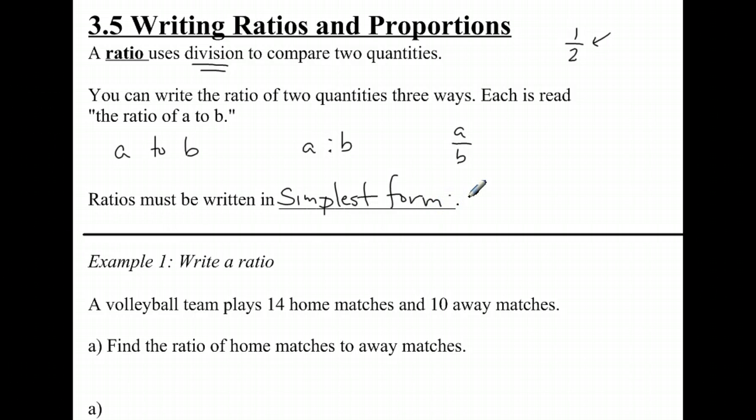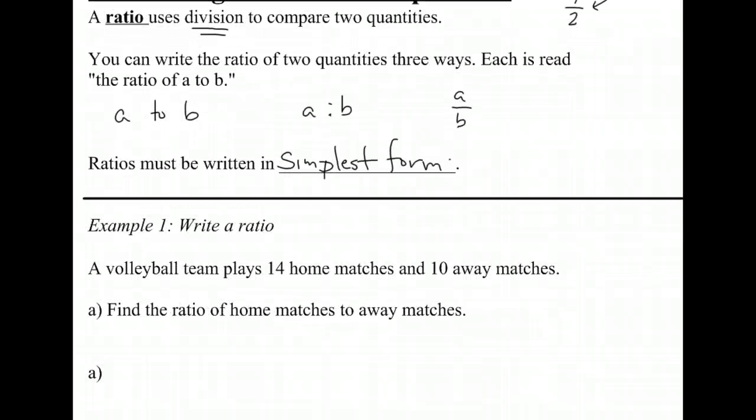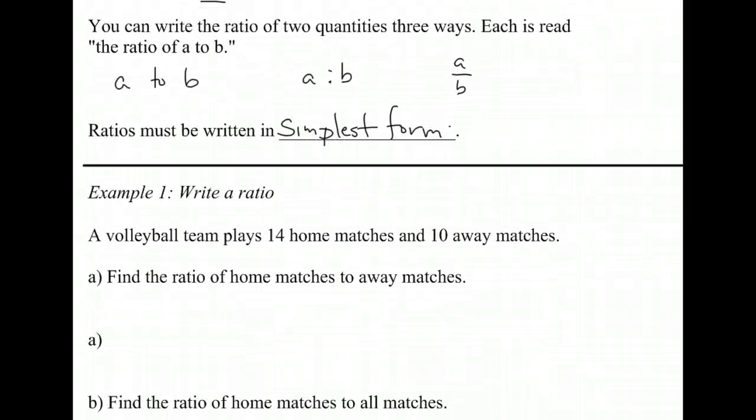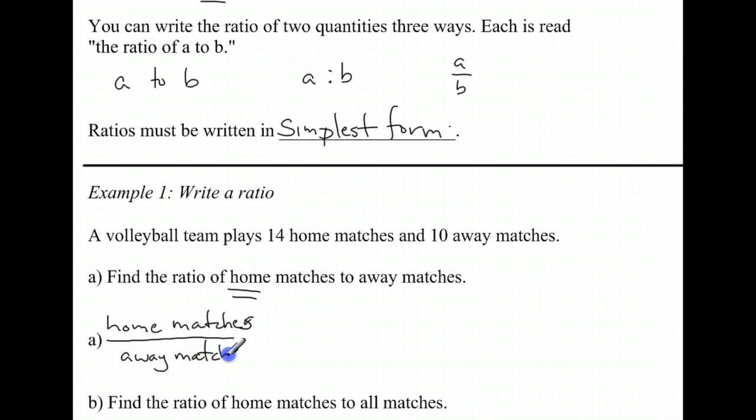So let's look at our first example. A volleyball team plays 14 home matches and 10 away matches. Find the ratio of home matches to away matches. So it clearly says home first. So if I'm going to write this as a fraction, my home matches should go in my numerator, and my away matches should go in my denominator. There is no need for you to write the words out. I just want you to see where it's coming from.